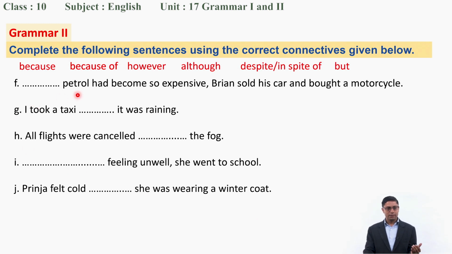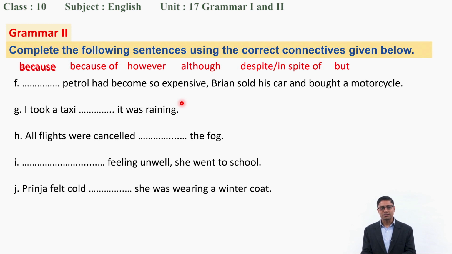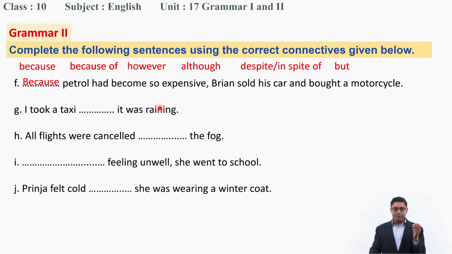Let's go to F. Petrol had become so expensive, Brian sold his car and bought a motorcycle. See there. Petrol became expensive, Brian sold the car and bought a motorcycle. So look at these two clauses. Are they contrastive clauses? Or does the second one give the reason for or result of the first one? Okay. So here you have to use because. So it's the reason.